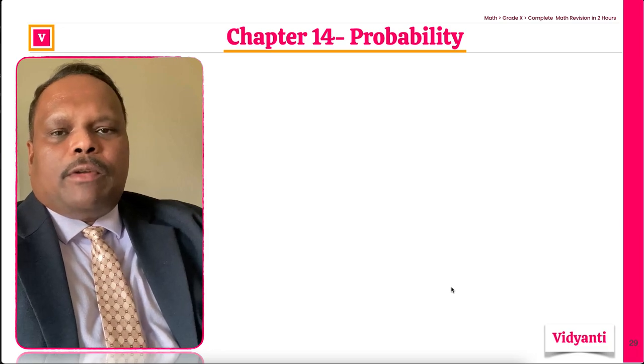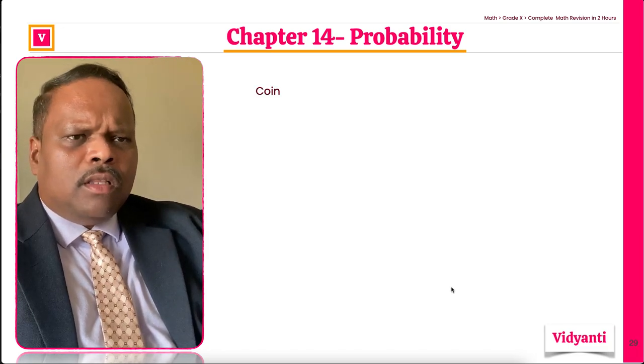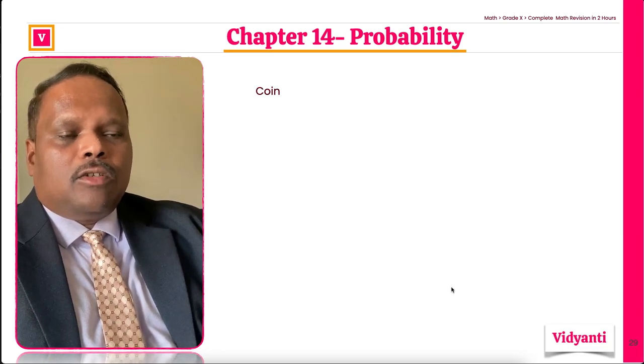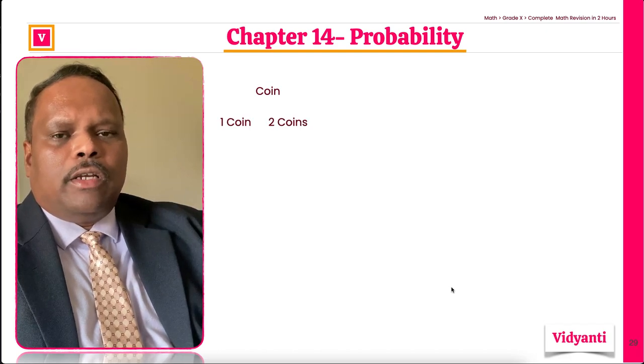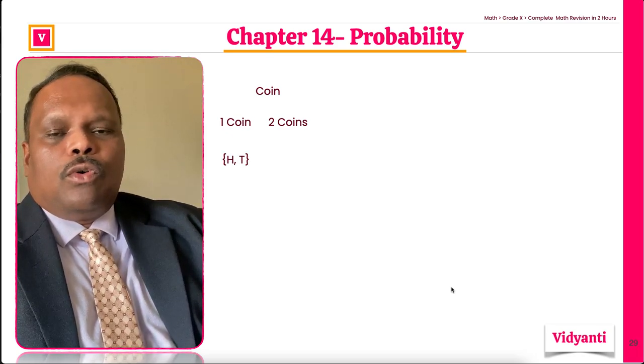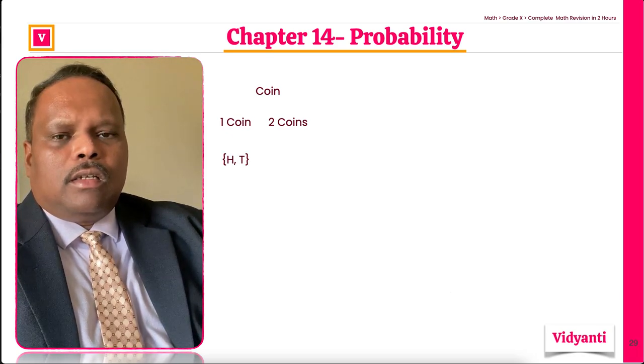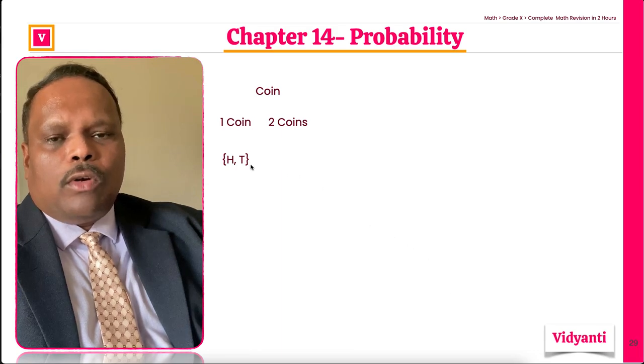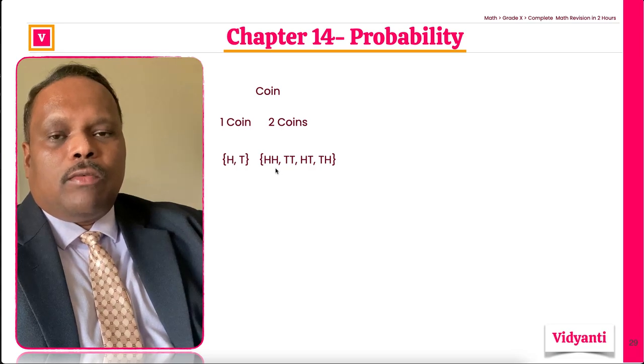The probability chapter, well, there are a couple of things. Well, there are 3 things to be very precise. One is coin. A coin can be tossed once, twice, or 2 coins can be tossed. It's the same thing. So if you toss one coin, you have 2 outcomes, heads and tails. H stands for heads, T stands for tails. With 2 coins, we have 4 combinations: head, head, tail, tail, head, tail, and tail, head.